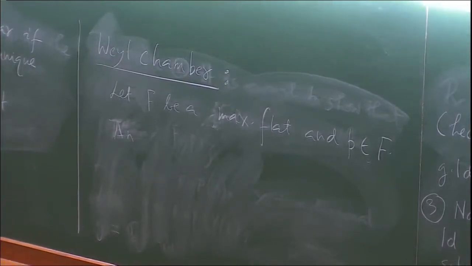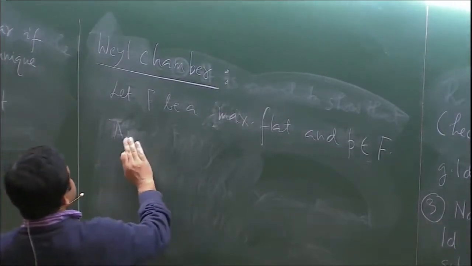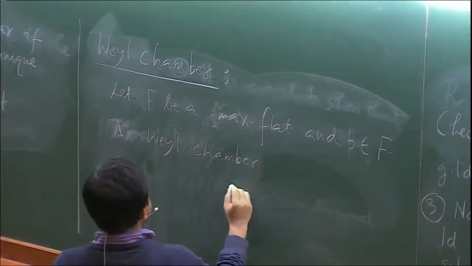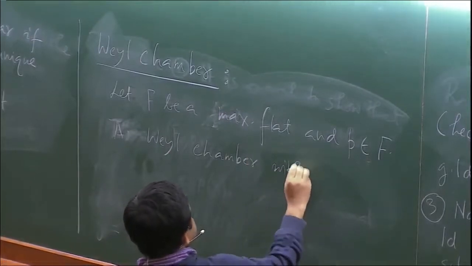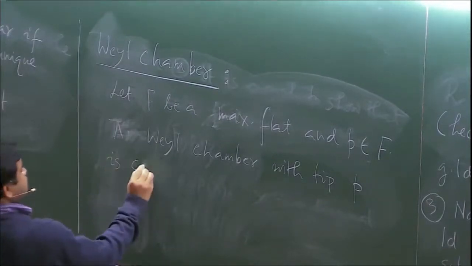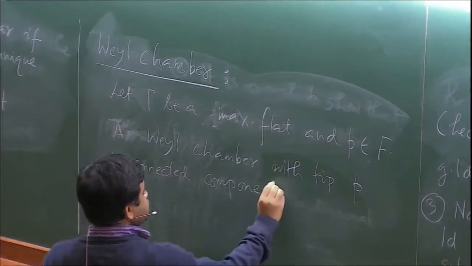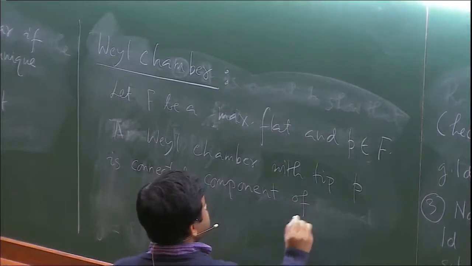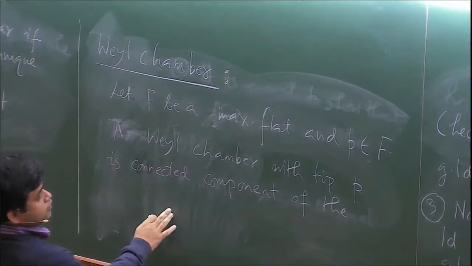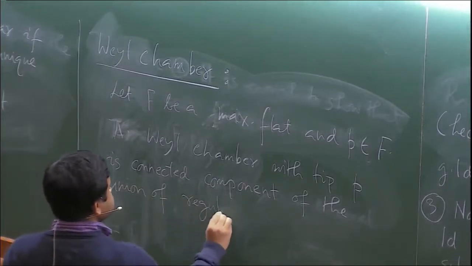So this will be some disconnected set. A connected component of that is called a Weyl chamber. A Weyl chamber contained inside F with tip P is a connected component of the union of the regular geodesic rays. We'll see an example.